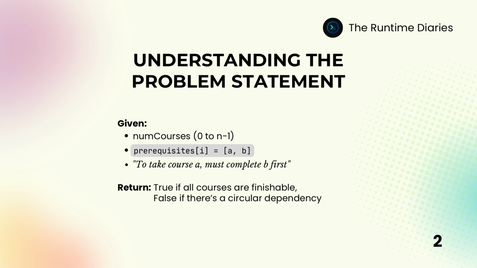Your task is simple. Return true if you can finish all courses. Return false if there's any circular dependency that makes it impossible.